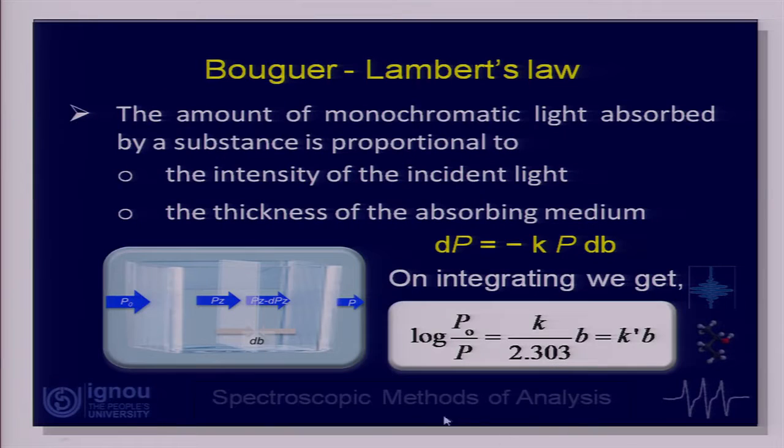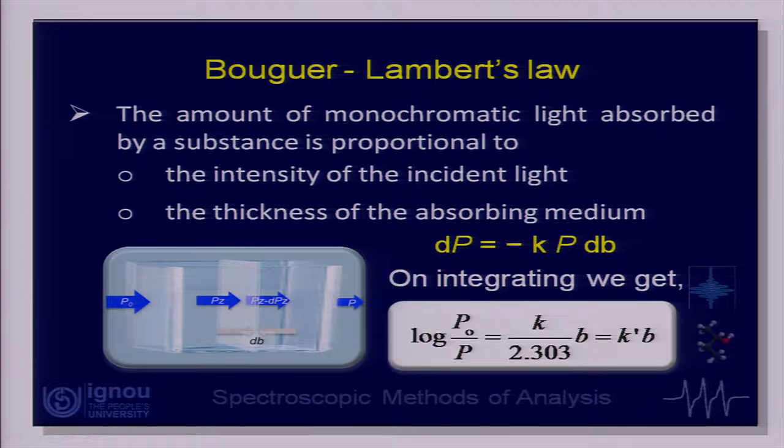This is the mathematical expression for Lambert's law or Boger-Lambert's law, that is, log of P naught by P is equal to K by 2.303 B, and this K is a constant here. So, 2.303 is a number. If we divide this, it becomes a new constant over here. So, we can write log of P naught by P to be equal to K prime B, where K prime happens to be a constant there. So, that is the mathematical expression for Lambert's law.